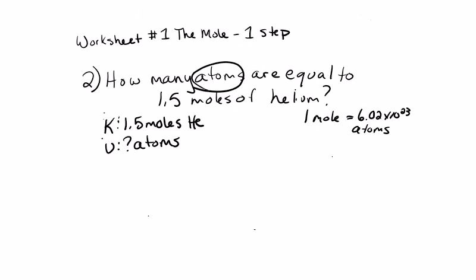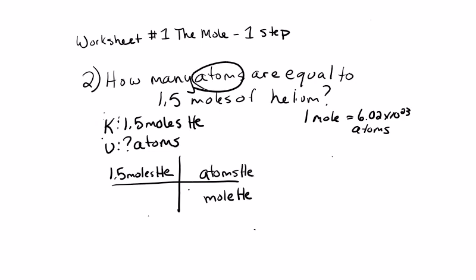Okay, so when we set up this problem, we set up the same way. We start out with our T-chart. It is a 1-step problem, so you're going to need 1 T. We have 1.5 moles of helium to start. All right, so we start out with the moles, and then on the bottom, we are going to put moles to get rid of it. So I'm going to write the word mole of helium on the bottom. And on the top, we are going to put our atom unit, atoms of helium. Okay, again, this is where we're going to use our conversion factor. For every 1 mole of a substance, it's equal to 6.02 times 10 to the 23rd atoms of that substance.